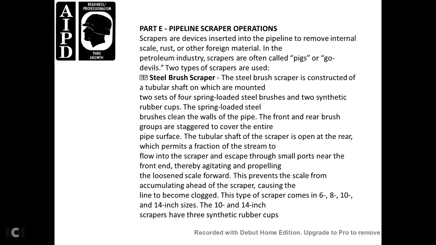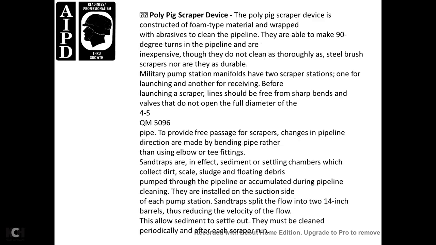The tubular shaft of the scraper is open at the rear, which permits the fuel to stream into the body of the scraper through small ports near the front area, thereby propelling loosened scale forward. That prevents the scale from accumulating ahead of the scraper and causing the line to be clogged. This type of scraper comes in 6, 8, 10, and 14 inch sizes. The 10 and 14 inch scrapers have three synthetic rubber cups.